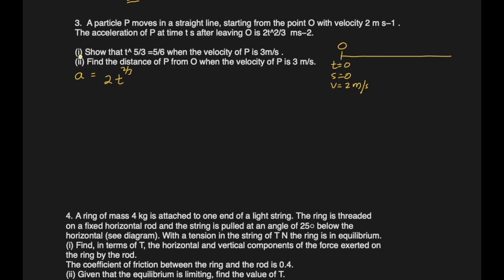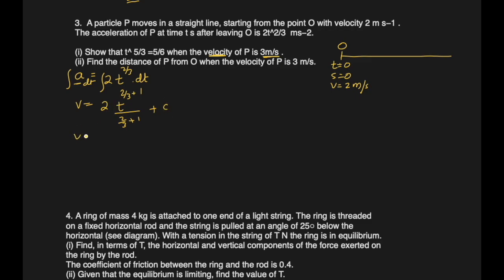Okay, the first part says show that t to the power 5/3 is equal to 5/6 when the velocity of P is 3 meters per second. So first we'll have to convert this acceleration equation into a velocity equation, and for that we need to integrate both sides with respect to time. So the integral of a dt is velocity, and 2 will stay 2, but this will become t to the power 2/3 plus 1 divided by 2/3 plus 1, plus c.